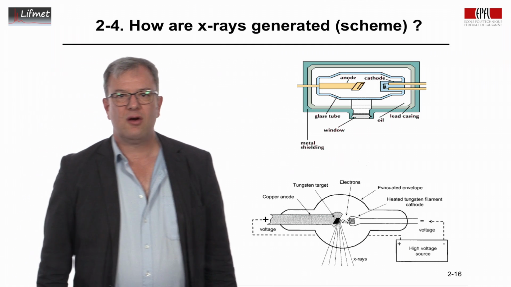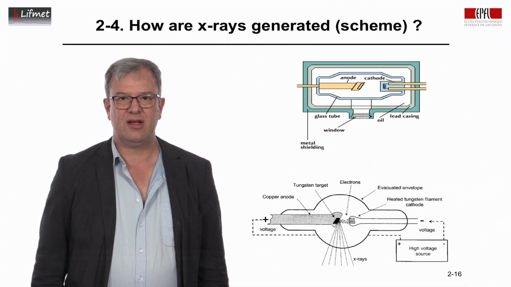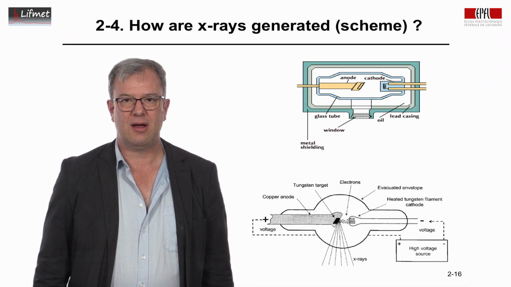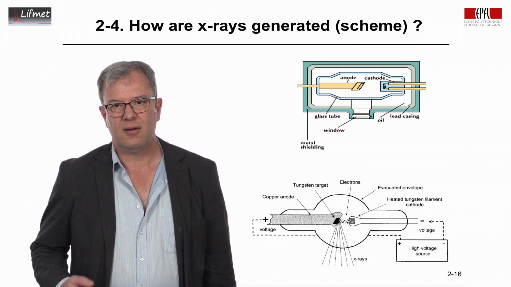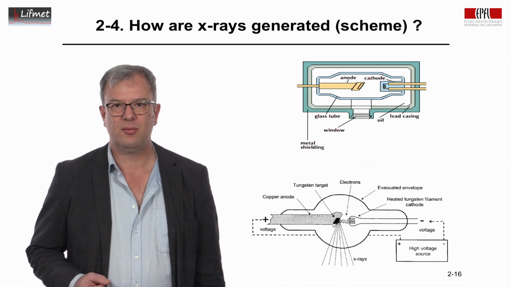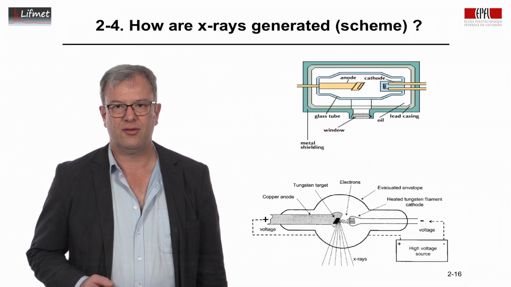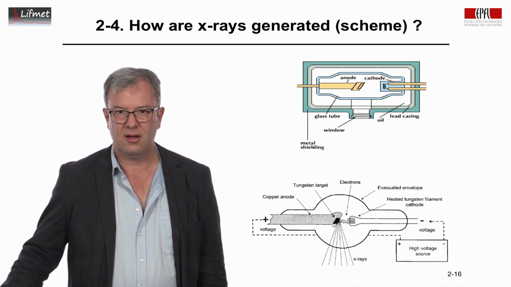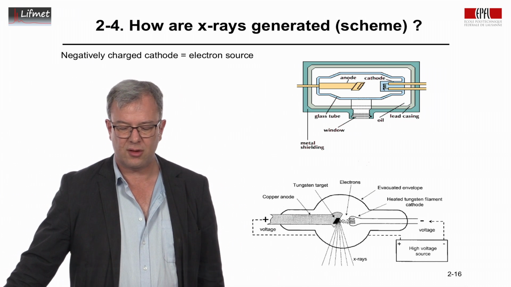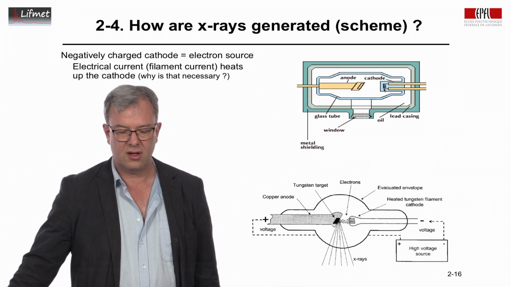Now I want to briefly talk about the process of generating X-rays. It's very schematic what I will introduce here. I'm mainly keen on discussing two major effects that we have, two major experimental parameters that are under the control of the experimenter. And so we have here a negatively charged cathode, that's the source of the electrons.